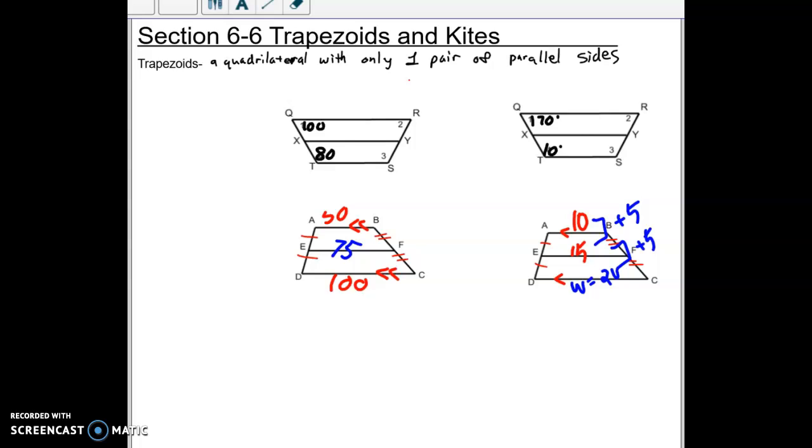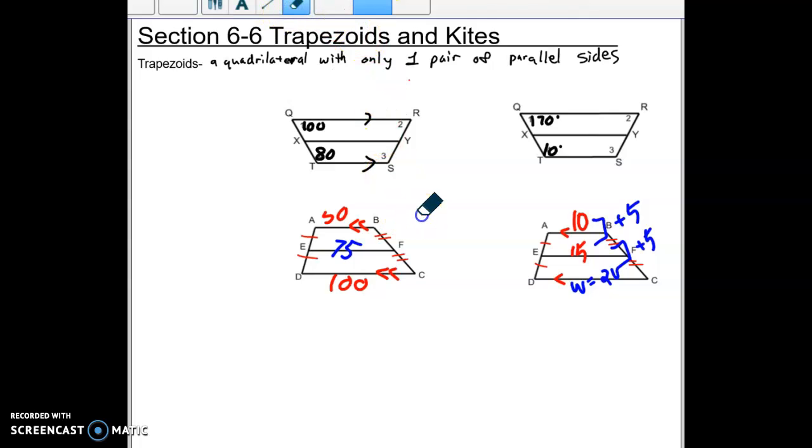So I'm going to go over trapezoids and kites. Trapezoids are quadrilaterals with only one pair of parallel sides, and the parallel sides are usually on the top and the bottom. You can also have them on the side, but typically they put the long parallel side either on the bottom or on the top.